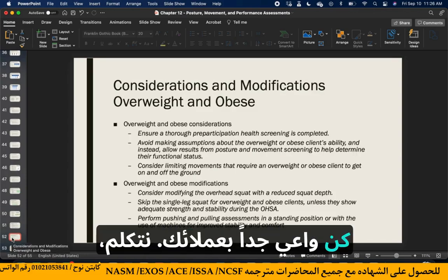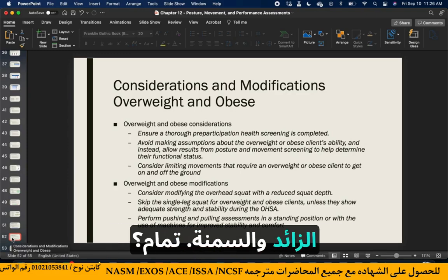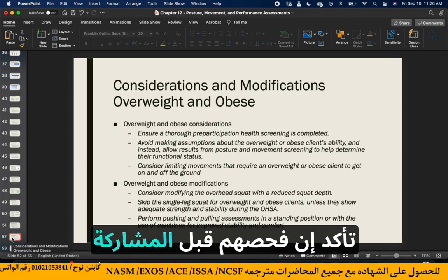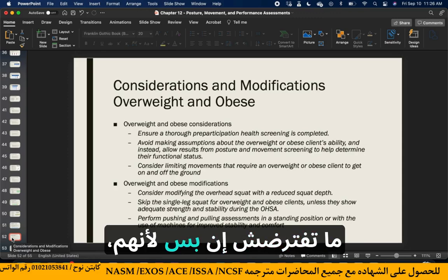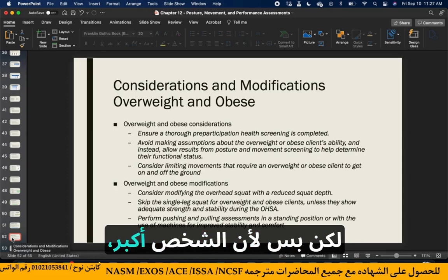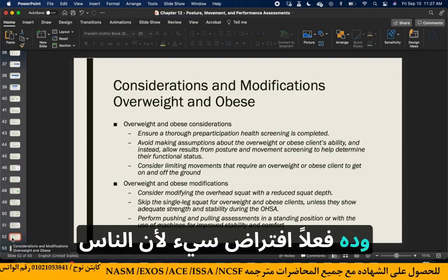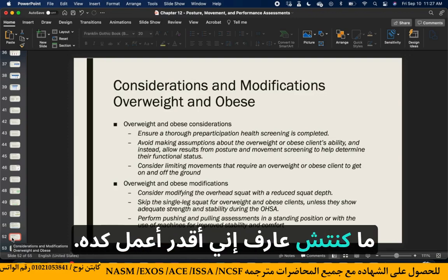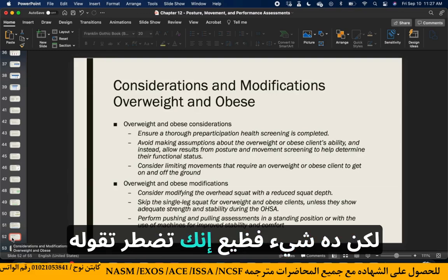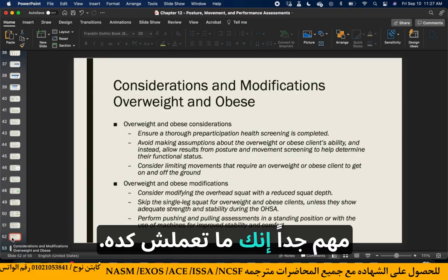So again, be very aware of your clientele. I said this a lot throughout, but overweight and obese considerations and modifications. Make sure that their pre-participation screening is complete. Don't assume, and this is no disrespect to anybody, but just because your person is larger, overweight or obese, does not mean that they don't have any ability. That's really a bad assumption to make because people are going to be surprised, like, I didn't realize they could do that. But that's such a horrible thing to have to say because you went in with preconceived notions. So don't do that. It's very important not to do that.